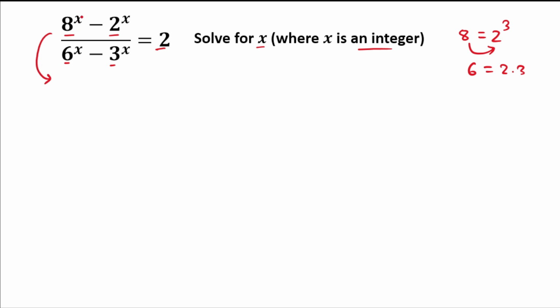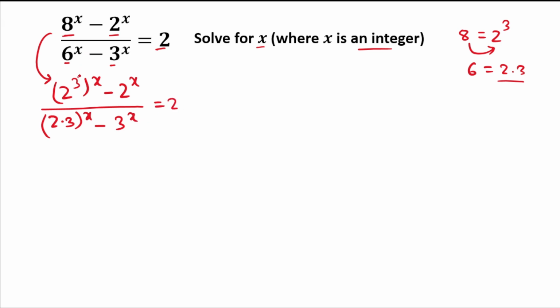So here it is 8 raised to the power x. We'll write 8 as 2 cube, and its power is x, minus 2 raised to the power x as it is, and the whole term is divided by 6. We will write 6 as 2 multiplied by 3, and the whole is raised to the power x, minus 3 raised to the power x, that is equal to 2. Now in the next step we will multiply the powers because the power is outside the bracket.